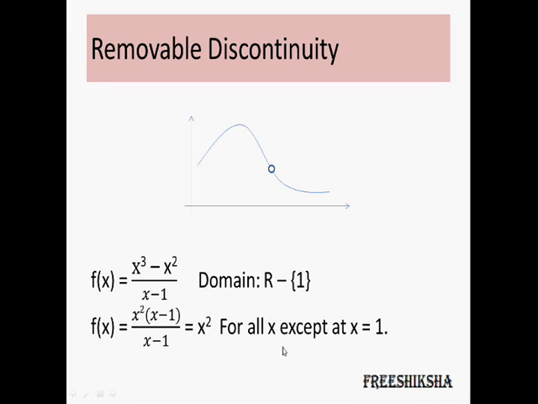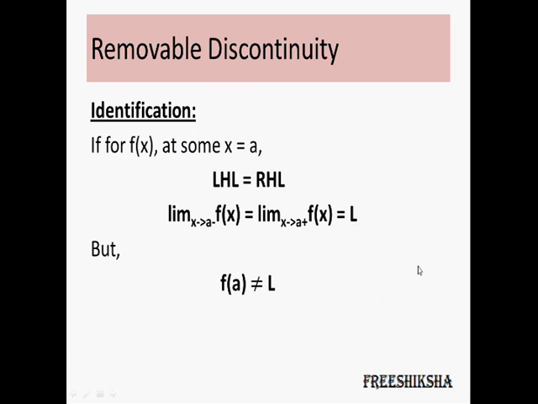And if I try to plot this function, this is how the function will look. So this function is a parabola at all the values except at x is equal to 1 where the function's value is not defined. So here you can see at x is equal to 1 there is a hole, and apart from that this function is a parabola. So this type of discontinuity where you find a hole is called a removable discontinuity.